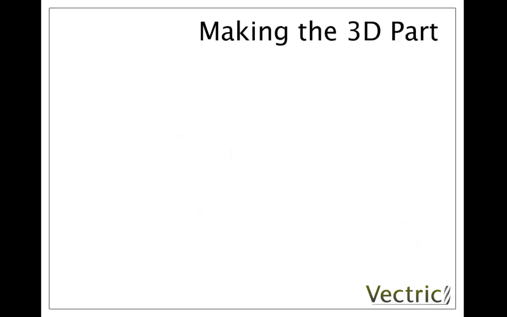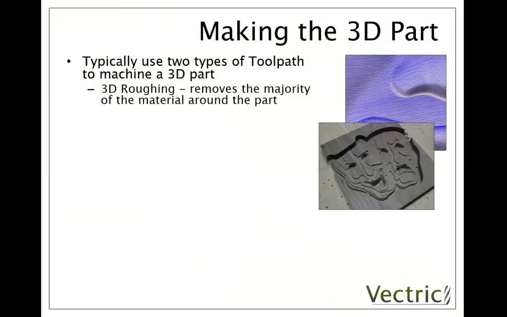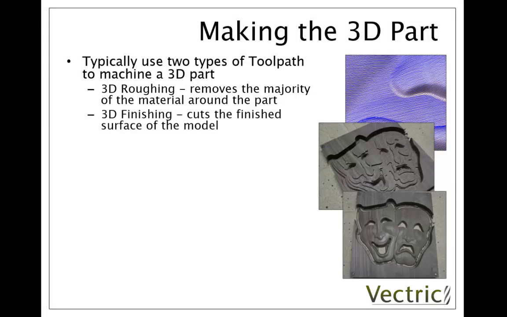The most common approach to machining a 3D object in the software is to use two types of toolpaths. You're going to start with what we refer to as 3D roughing, and this is used to remove the majority of the material around the part. So typically it uses a larger tool, fairly loose settings for that tool so that we're taking a lot of material on each cut, and also we're going to keep that slightly away from our finished object as well to make sure that we've got some material left for the second type of toolpath, which is the 3D finishing.